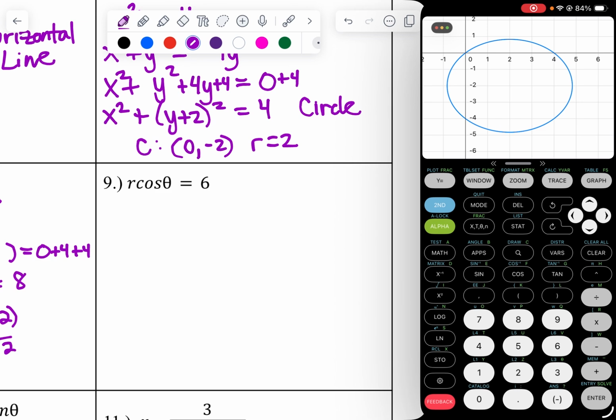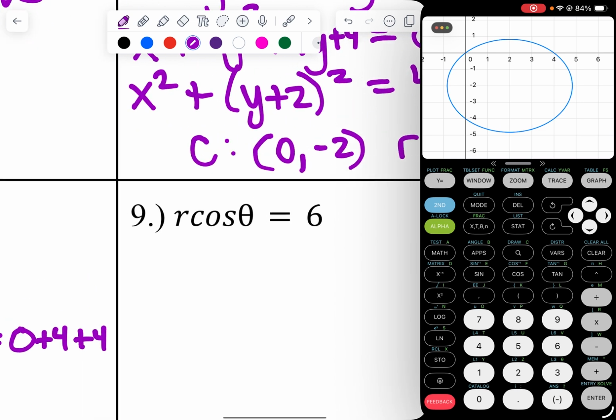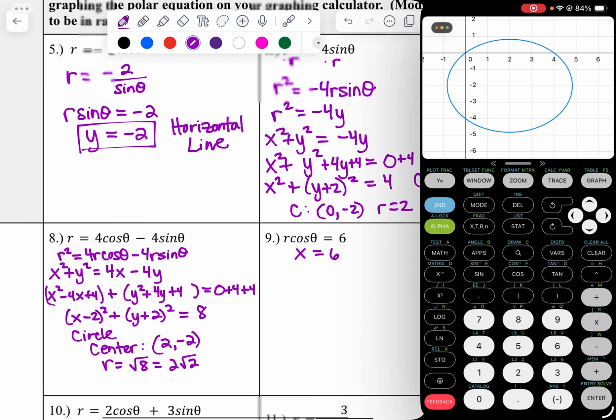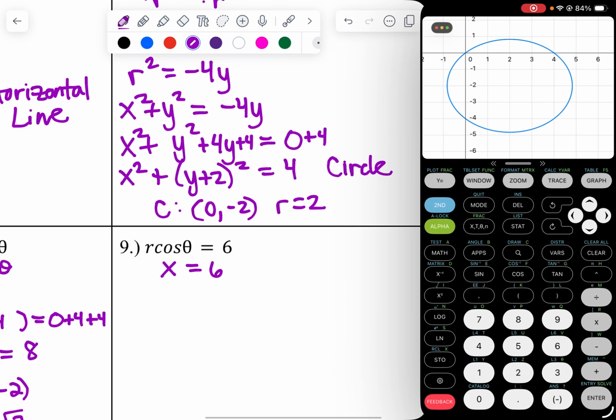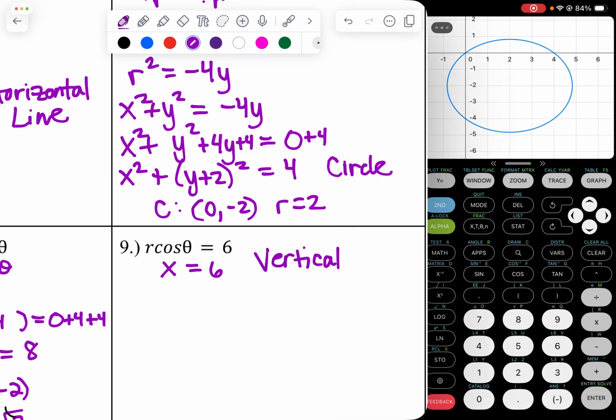All right, so number 9, we've got r times the cosine of theta. Well, that's x. Remember that r times the cosine of theta equals x. So we just replace that entire left side with x. We get x equals 6, which is a vertical line through the x value of 6.